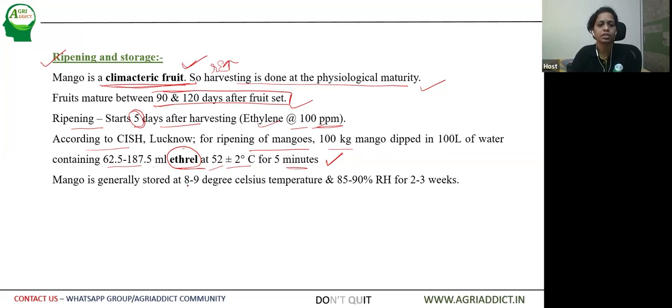Then mango is generally stored at 8 to 9 degrees centigrade, or around 10 degrees centigrade also, with 85 to 90 percent relative humidity, where it can be stored for about 2 to 3 weeks. The firm ripe stage we can expect at least 2 to 3 weeks.